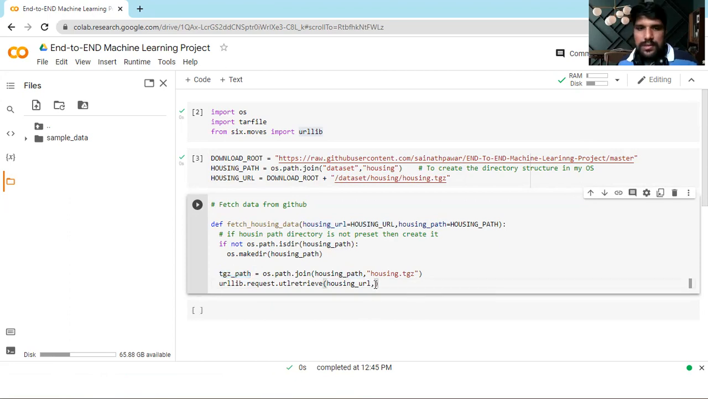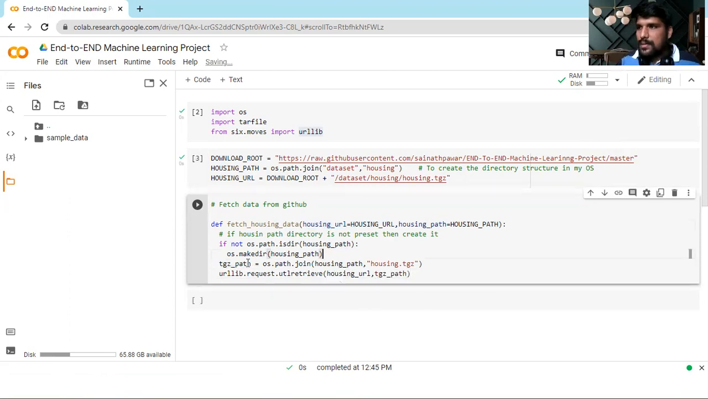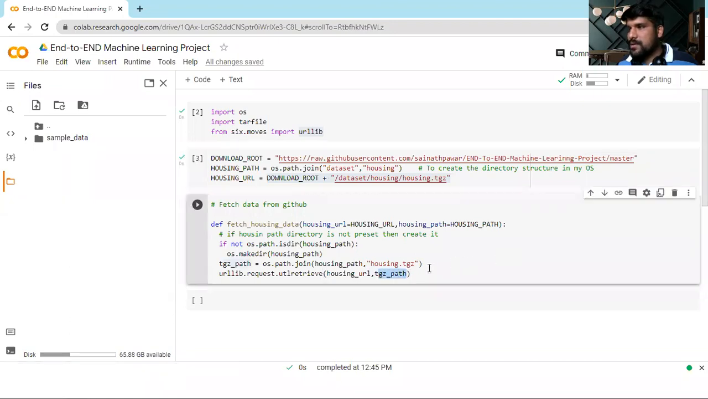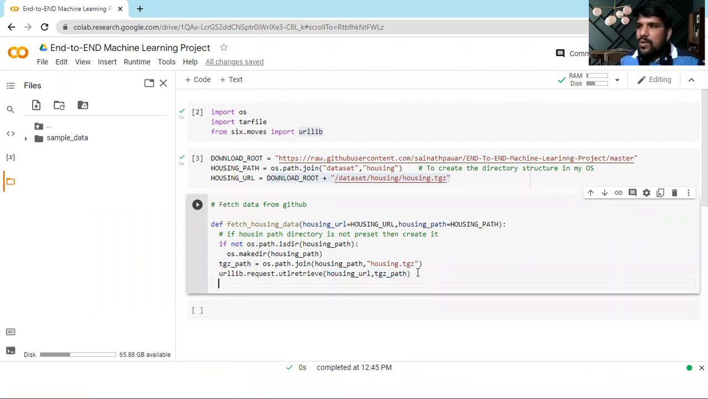This is the path. So what is my housing URL? If you look at it, it's a download route till this. It will fetch the data from here and save it to the tgz path, like here. So you understand, this is my source URL. It will download from here, and the second argument means where to save. This is called the second argument. Now I saved the file housing, but my second important point is to extract the data from it.